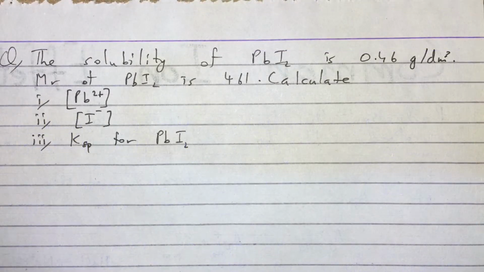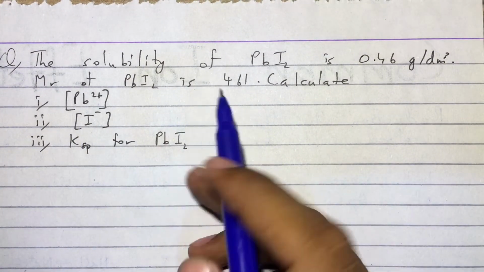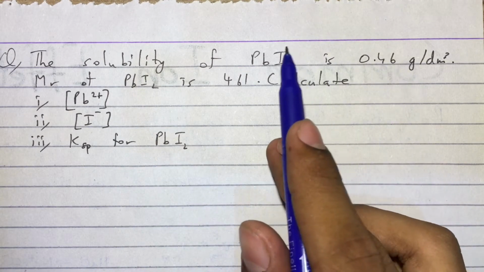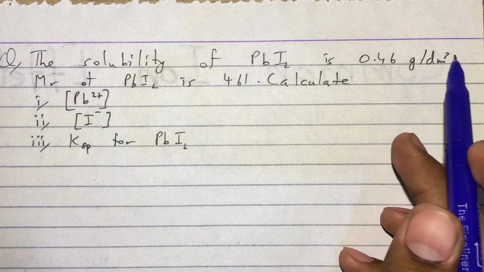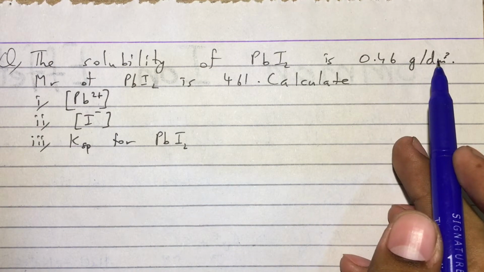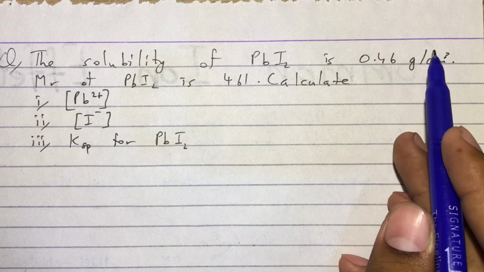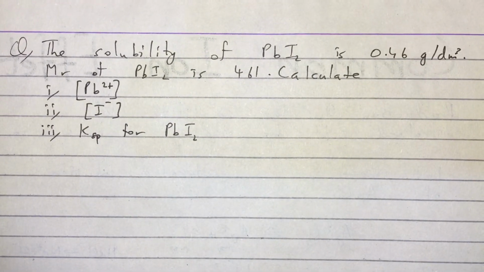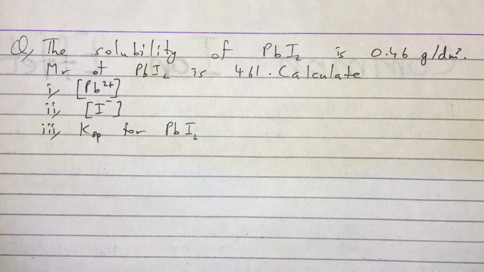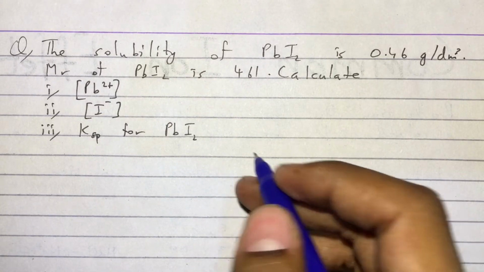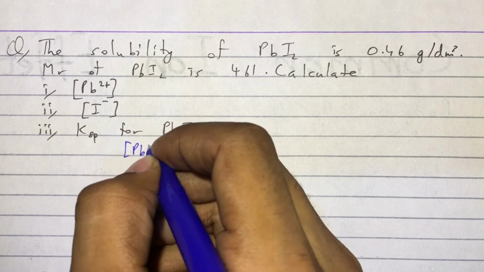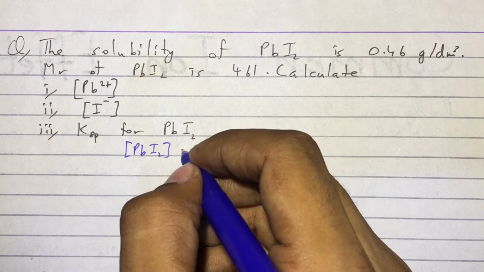So the first question is the solubility of PbI2 is 0.46 gram per dm cube. Solubility is basically the mass or the number of moles of the compound that dissolves in a given volume. So 0.46 gram of PbI2 will dissolve in 1 dm cube. So it's basically, in other words, the concentration of PbI2 that can dissolve in the solution, right? So this concentration of PbI2 is in gram per dm cube.